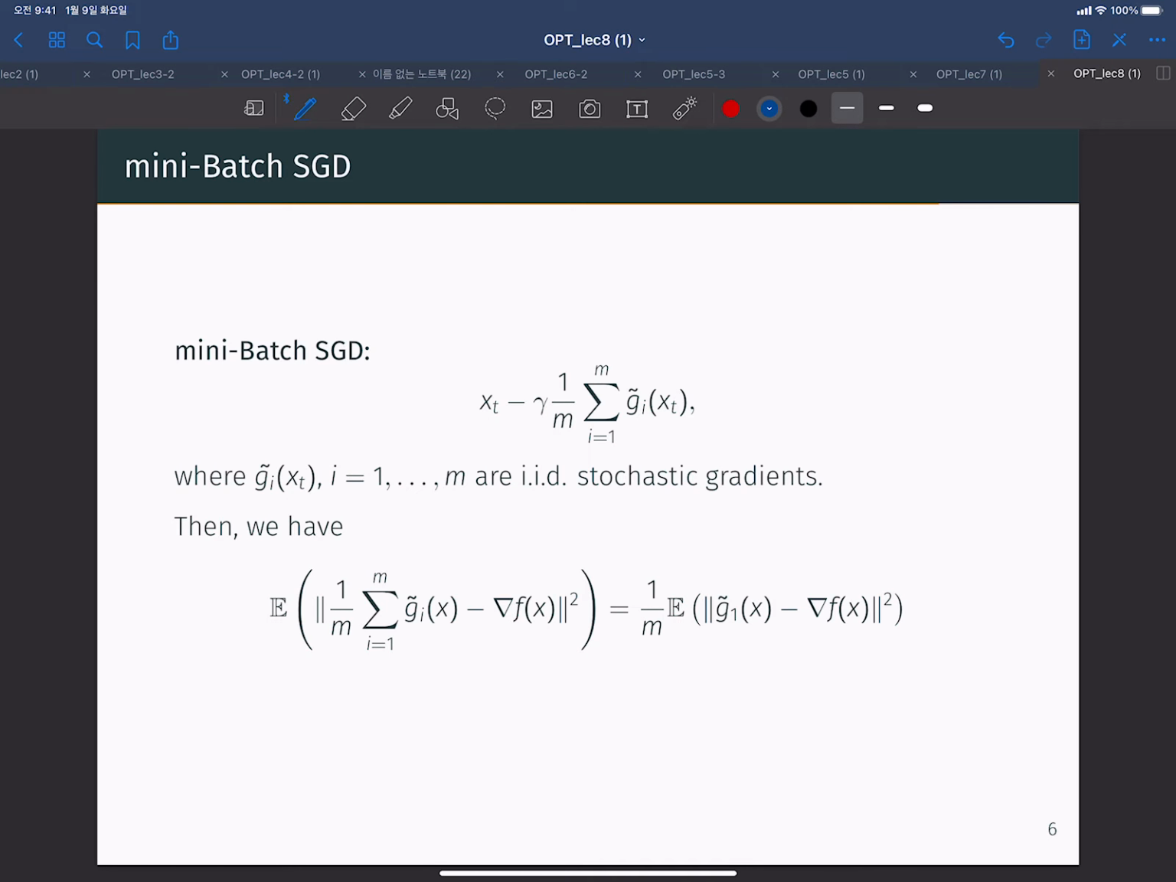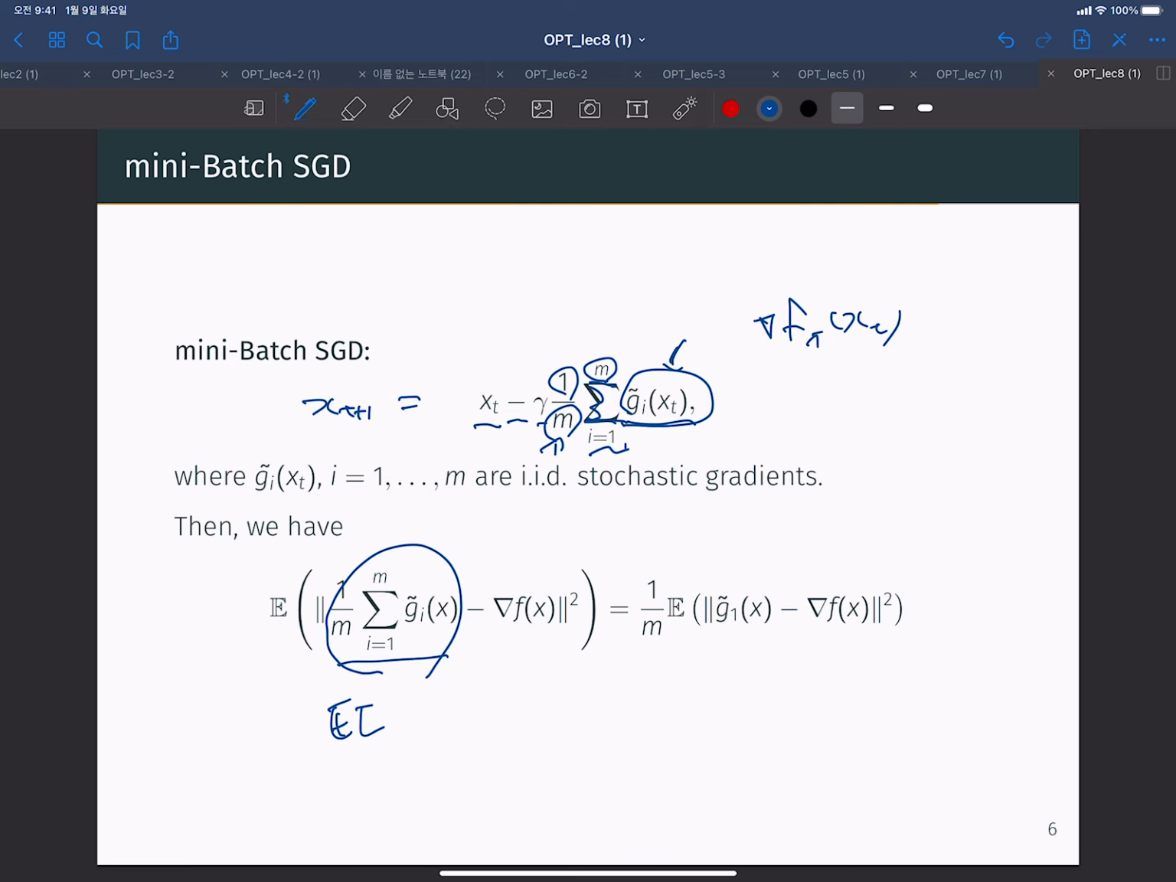Right. So in practice, we usually use the mini-batch stochastic gradient descent algorithm. We update x_{t+1} using x_t minus step size times 1 over m, the batch size, times the summation from i equals 1 to m, so the sum over all data points in one mini batch, of the stochastic gradient. Okay, the stochastic gradient is essentially just the gradient of f_i.